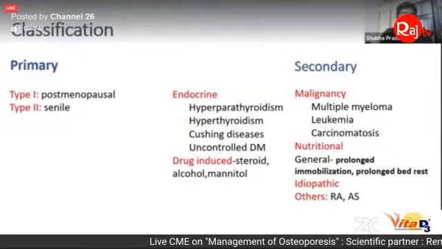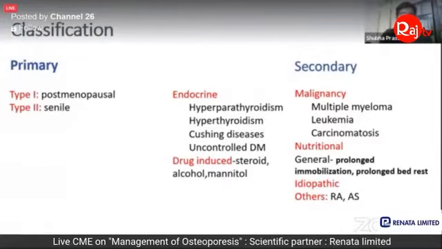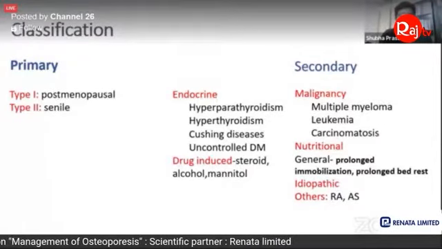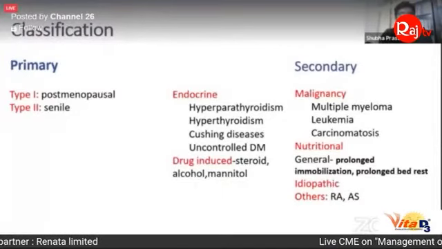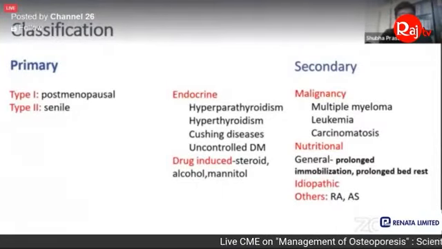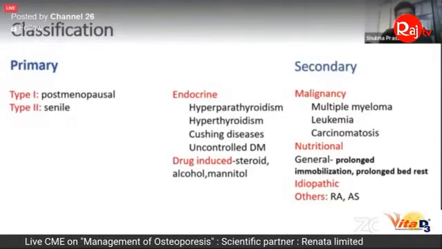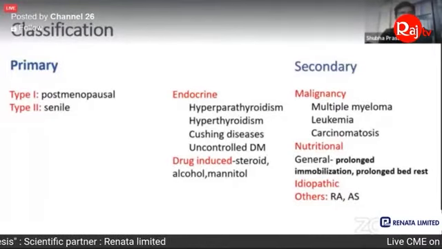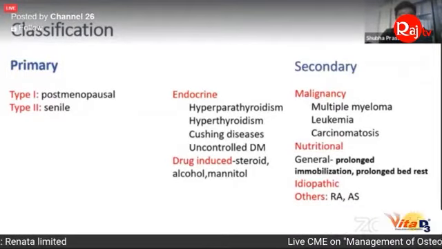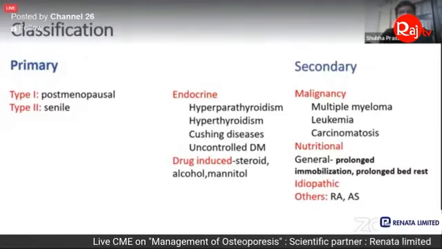Osteoporosis may be classified under two broad headings. The first is primary osteoporosis and the second is secondary osteoporosis. Another name for primary osteoporosis is involutional osteoporosis, and our main topic today is focused on primary osteoporosis. Primary osteoporosis is again divided into two types. Type 1 is postmenopausal osteoporosis and type 2 is senile osteoporosis.